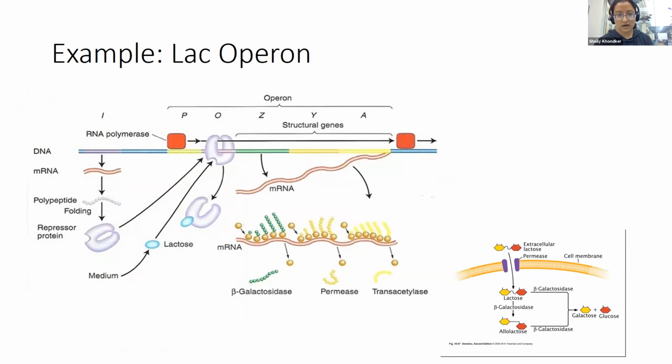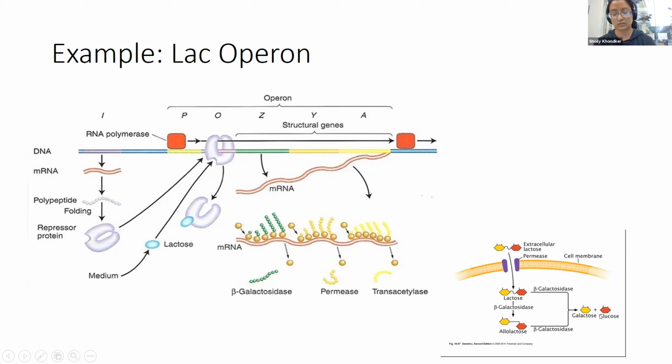An example of an operon that's controlled both by positive and negative regulation is the lac operon. The lac operon has three structural genes that it codes for. One is beta-galactosidase, which can either convert lactose to allolactose, which is a metabolic intermediate, or cleave lactose to galactose and glucose.